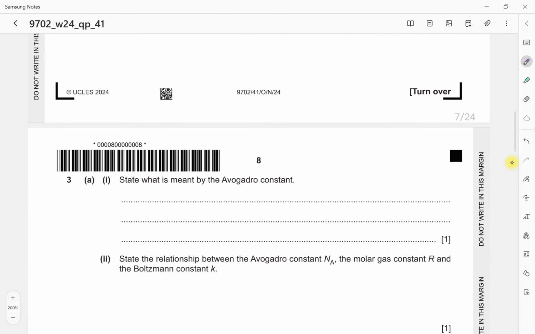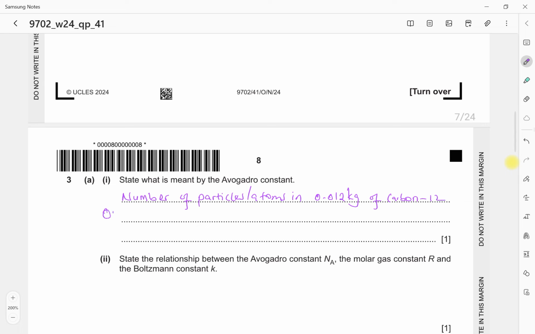State what is meant by Avogadro's constant. Of course, we know that Avogadro's constant is the number of particles, or atoms, in 0.012 kilograms of carbon-12. That is Avogadro's number.